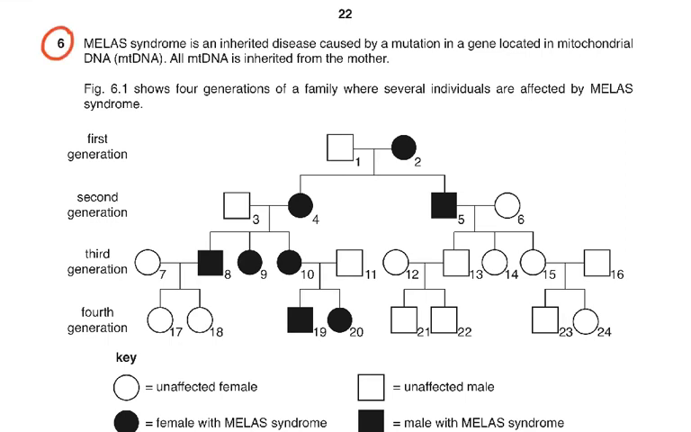Now let's look at question 6. Mila syndrome is an inherited disease caused by a mutation in a gene located in the mitochondrial DNA, mtDNA. And all mtDNA is inherited from the mother. We've studied that before, because only the nucleus of the sperm fuses with the ovum. So all the cytoplasm from the ovum, which is the mother's cytoplasm, will go into the zygote, and the zygote will contain mitochondria from the mother, and that is called mitochondrial DNA.